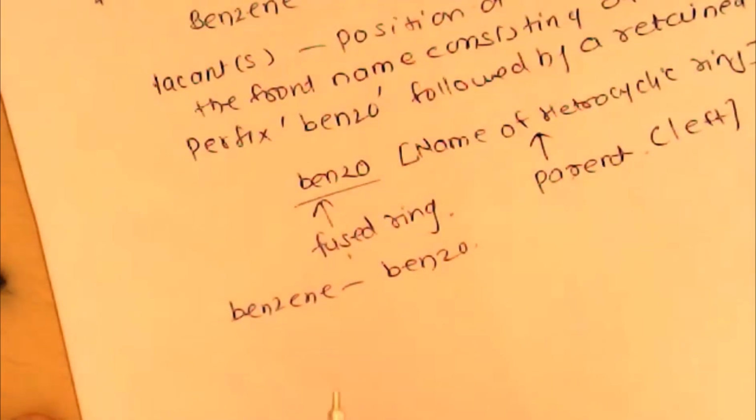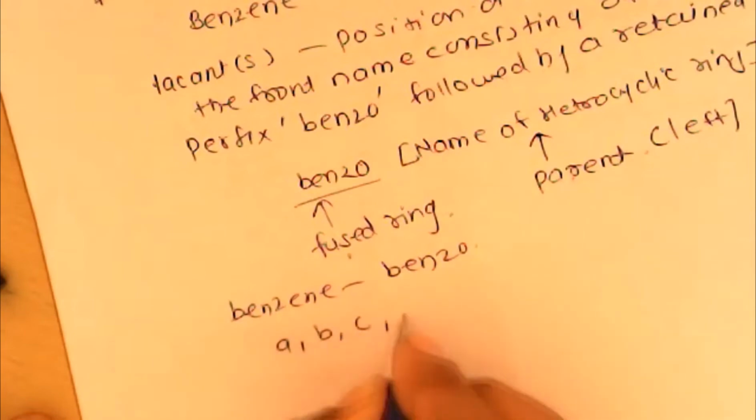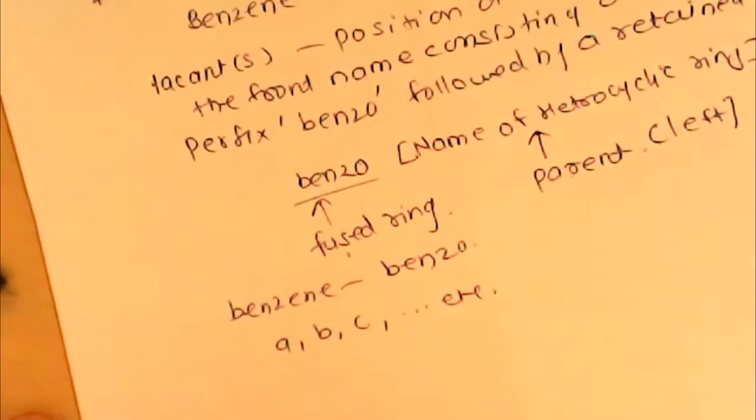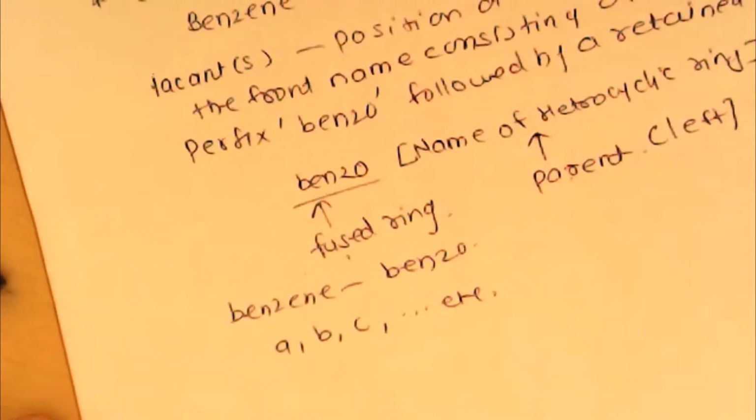Okay, the side of fusion of the parent ring with the fused benzene ring is indicated by alphabetical letters, that is A, B, C, etc., between the square brackets in the prefix and the parent name. In this case, the parent ring is numbered as usual: side 1, 2 takes letter A, side 2, 3 takes letter B, side 3, 4 takes letter C, etc.